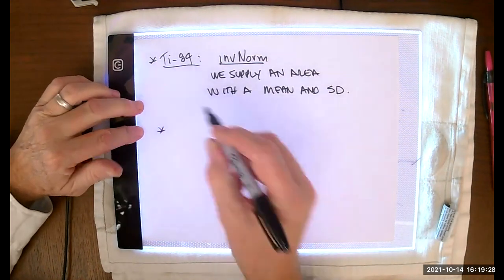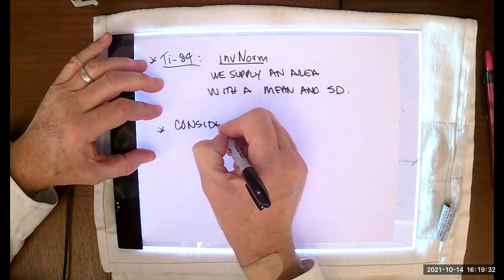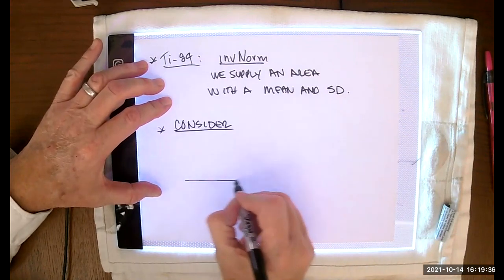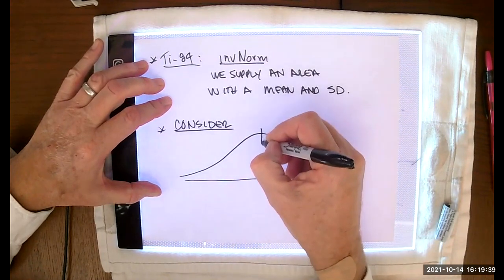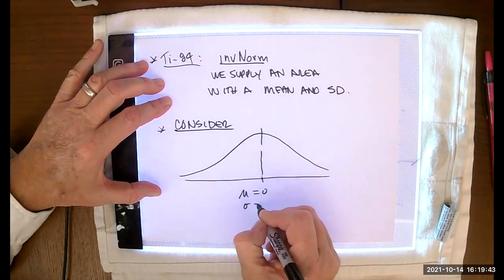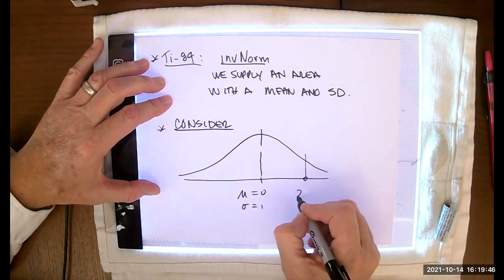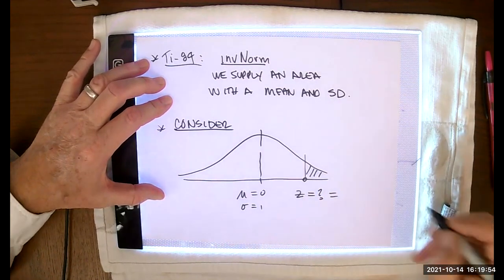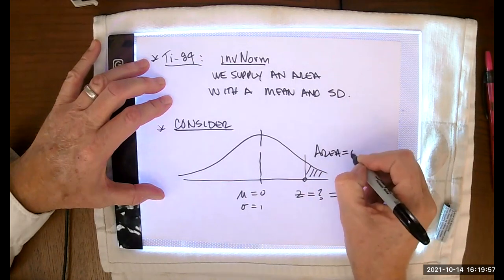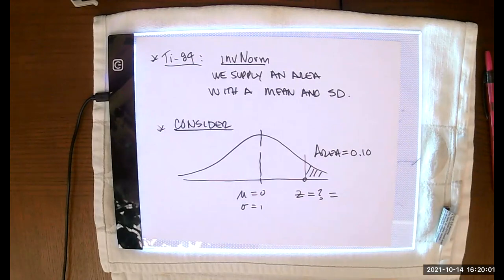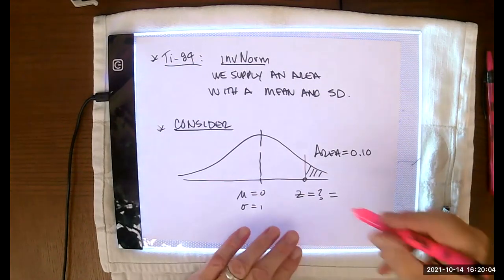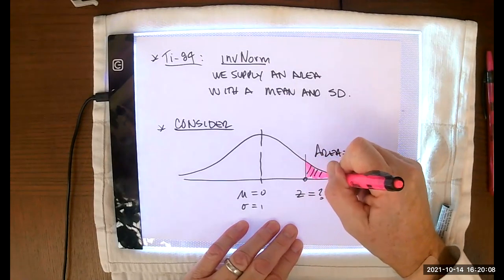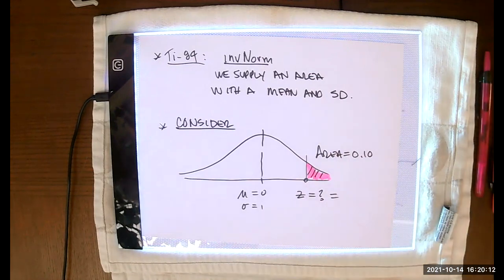Now, as I say, we consider a distribution. We have a mean of zero, a standard deviation of one, and I'm looking for this z-score right there. And just like that previous problem, the area is equal to 0.10, 10%. So very much like that other picture, I'm going to use the same pretty pink. There it is. That's a job for my calculator. Now I'm going to jump over to my calculator. We're going to take care of these keystrokes and we'll go on from there.